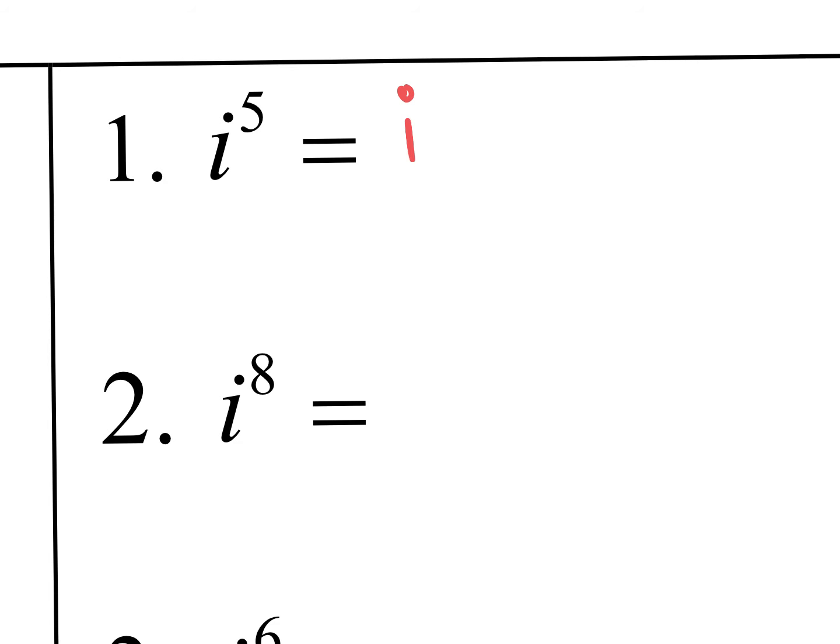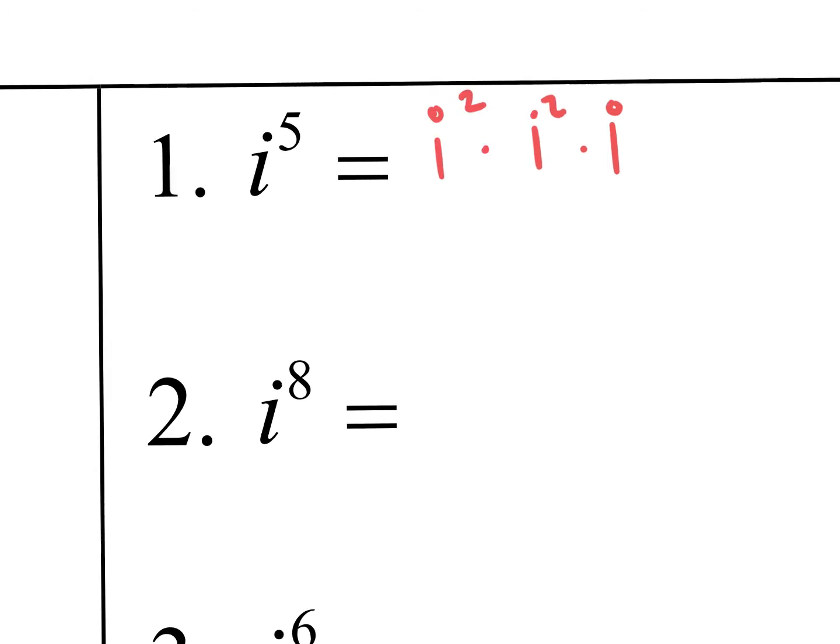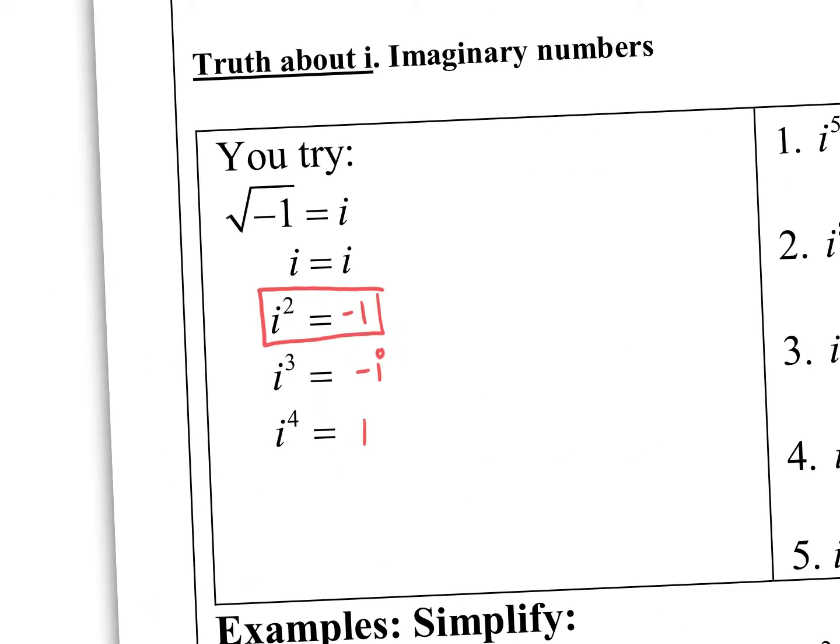Okay, and there's many roads to the same place. You could say what you just said, Nathan. i squared times i squared times i, right? That'll give you i to the fifth. Or you could have used those four that we said.